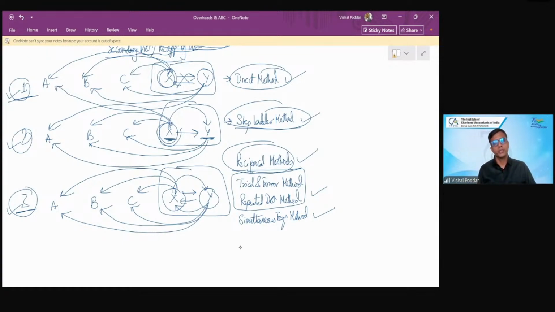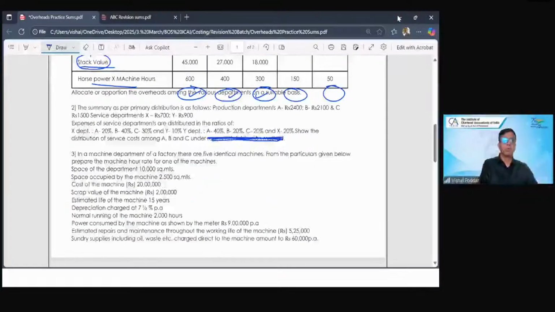So firstly, I hope this is clear as to which method is to be used if nothing is specified in the exam question. Now comes the next obvious question. Sir, how to know that my example or my question is of which scenario, whether it is of the first scenario or second or the third? That is clear from the exam problem. So let us say in this question, what is given? The summary as per primary distribution.